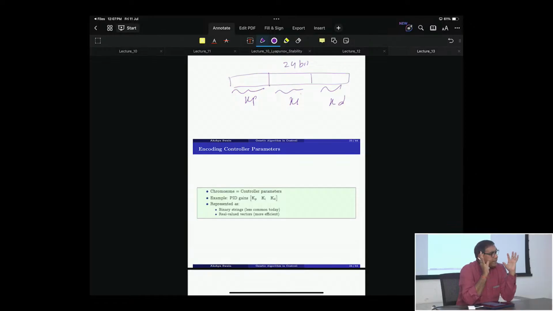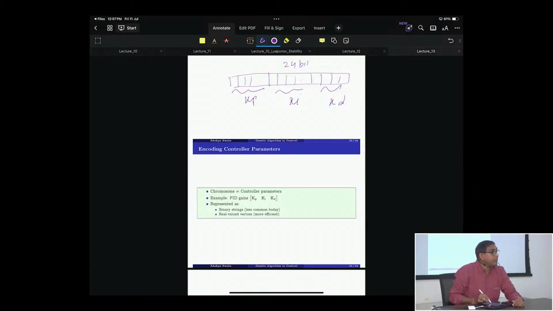Also, you have a rough idea of the range of Kp. Suppose this is a 4-bit field and Kp maximum value is 10. If these 4 bits are 1, 1, 1, 1, that means 10. Suppose Ki should be 0.5 maximum. Then when these 4 bits are 1, 1, 1, 1, that means 0.5. You decide the maximum and minimum value of Kp, and you have to mention that, because while decoding back, it will decode accordingly. Otherwise, what is the point? So Kp, Ki, Kd.